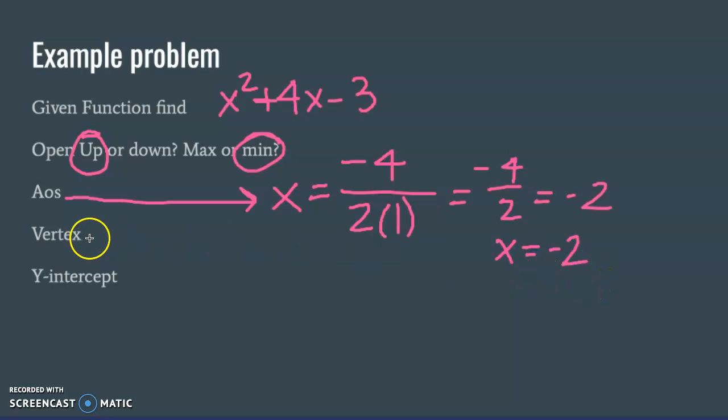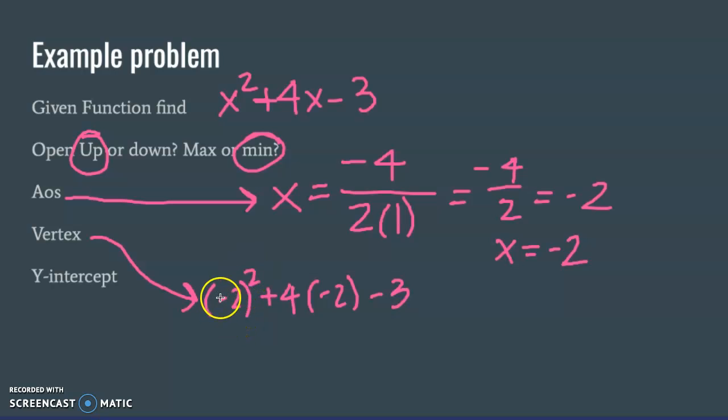Now let's use that to find the vertex, because I know that I have to plug in x equals negative 2, and that'll give me my y coordinate. So, excuse me, negative 2 squared plus 4 times negative 2 minus 3. Here I have positive 4 minus 8 minus 3. Well, 4 minus 8 is going to be negative 4. Minus 3 more is going to give me a negative 7. So my vertex is going to be at negative 2 for x, negative 7 for y.